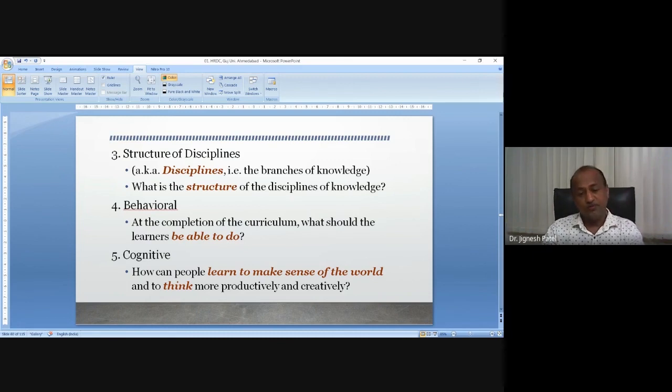And last one is cognitive. How can people learn to make sense of the world and think more productive and creative? That should be cognitive. Again, most of the curriculum is focused on the cognitive aspect or cognitive perspective of curriculum design, and we are putting too much content in a curriculum. So most of the time learners are more conscious about getting marks, completing syllabus, reading more and more, but they are not ready to learn and understand that topic in such a way that they can perform that knowledge in a practical way.